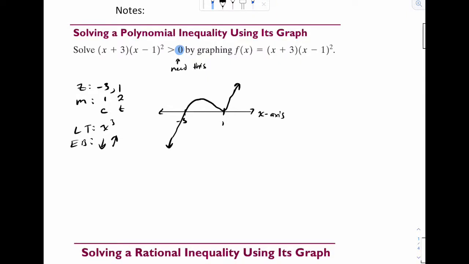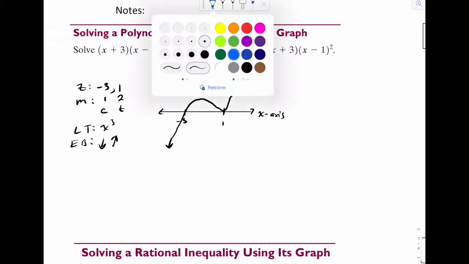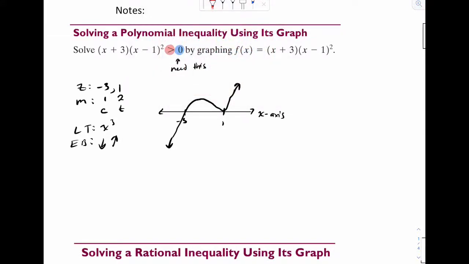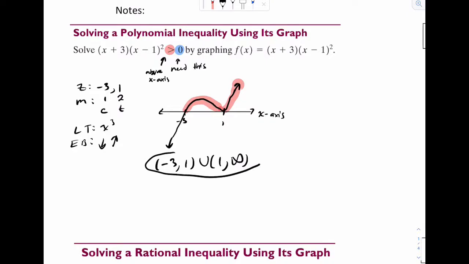Now again, notice how I don't have any y-axis here. That's because we're looking at inequality and we're saying, where is it greater than 0? Notice how it says greater than right there, which means we're looking for where it's going to be above your x-axis. If I highlight that, I can see it's above the x-axis here and here. So my answer is going to be -3 to 1 union 1 to infinity. And there's a complete solution.